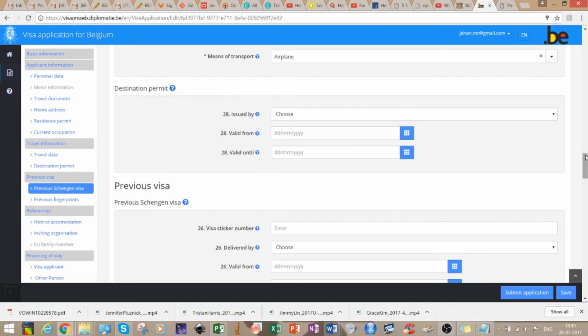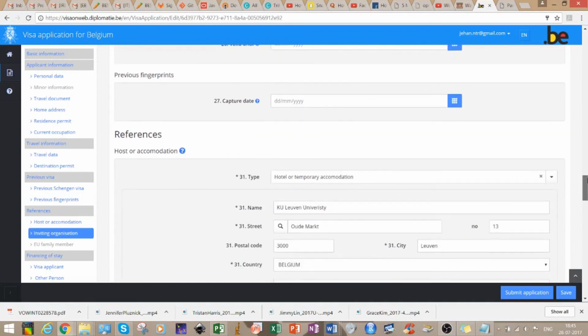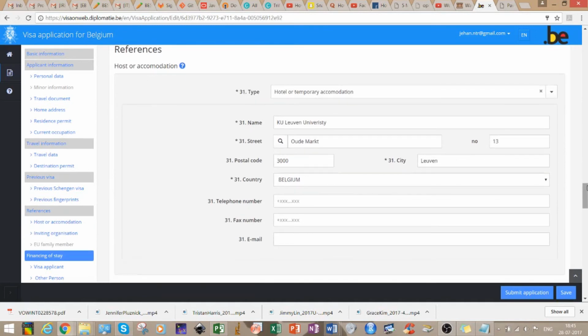Not needed otherwise. Previous visa, if you've ever been here before. This includes most likely tourist visa. So you can mention it if you've come here as a tourist. Host or accommodation. Now, many people do not get their accommodations finalized beforehand. Some go to a temporary accommodation. Those who haven't booked a temporary accommodation can do so via the university information. That's perfectly fine, because the university will issue you some temporary accommodations or might not. That all depends on when you land.